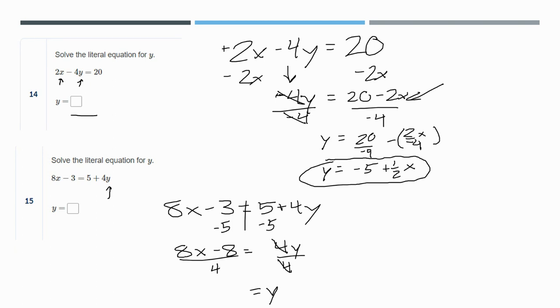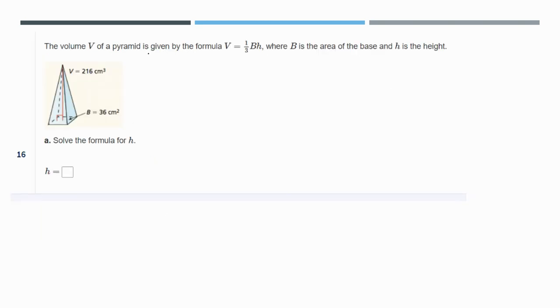Again, I can do the same steps here. I'm going to divide each of these by that denominator. 8x divided by 4 is 2x, because the x is still there. Negative 8 divided by 4 is a negative 2. My answer is 2x minus 2. There. Okay, last few. Number 16.